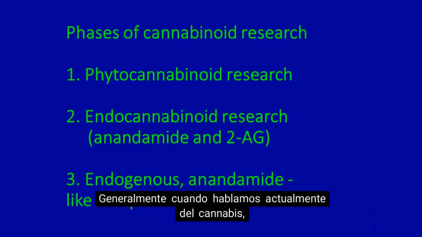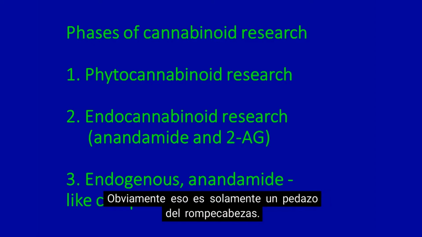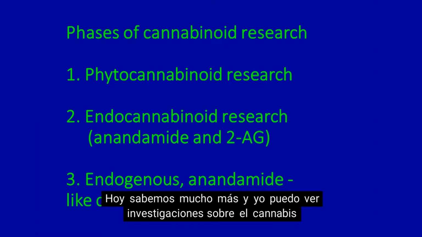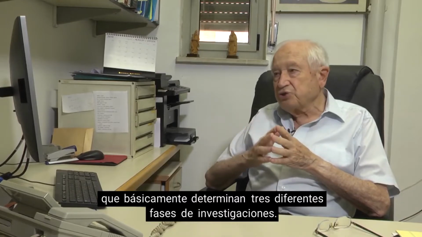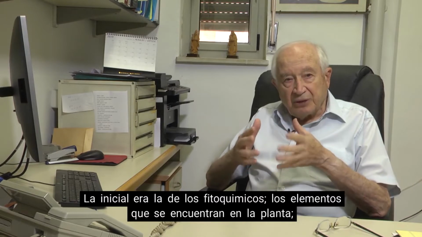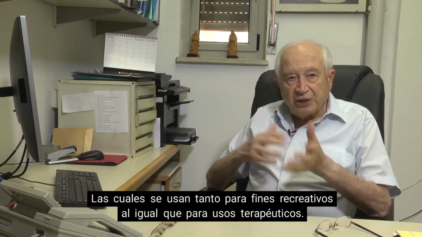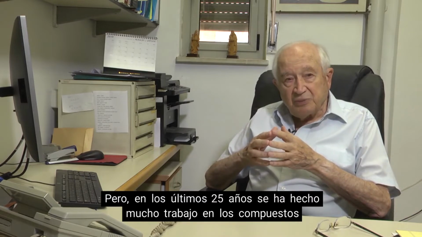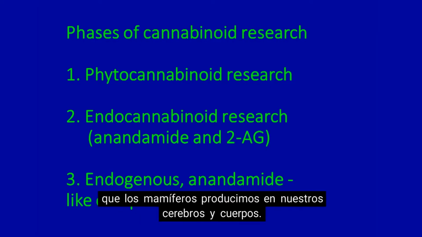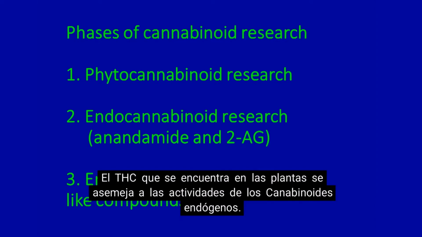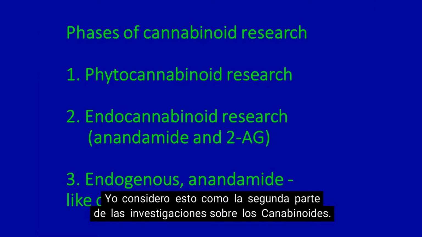Usually, when we speak of cannabis today, people think of the plant alone and the components of the plant. But obviously, this is only part of the picture. Today, we know much more, and I can look at cannabis research as passing through 3 phases. One of the original ones was the phytochemical, the compounds that are found in the plant, and they are obviously used both as recreational drugs and as therapeutic ones. But over the last 25 years, a lot of work has been done on the compounds that mammalians, we, produce in our brain, our body, and actually THC, which is found in the plant, mimics the activity of the endogenous cannabinoids. So I consider this as the second part of cannabinoid research.